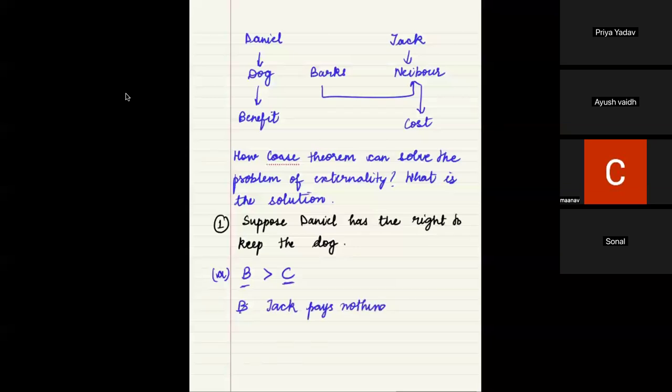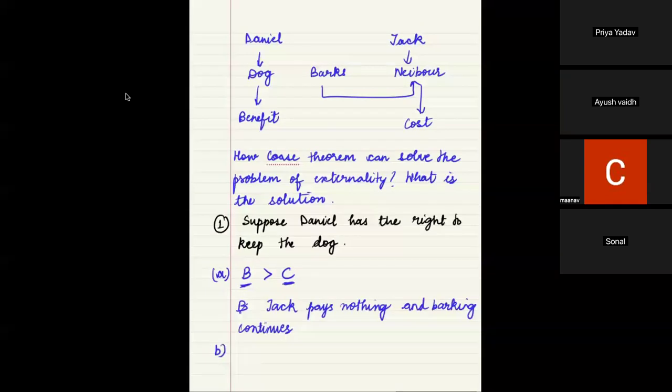In this situation, Jack pays nothing. Why? Because even if he wants, he cannot pay. C is his cost, and if he has to stop the barking, he will have to pay B. And barking continues. And see, it is socially optimum. Why? Because the benefit a person is deriving is greater than the cost of the other person. So the activity should prevail.